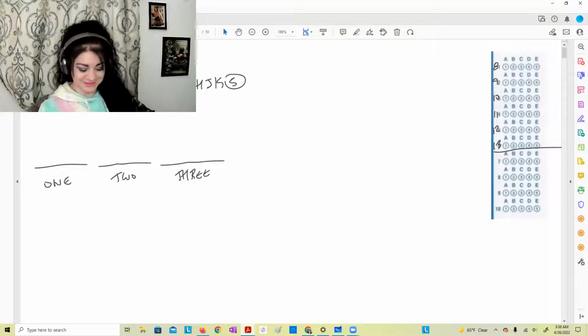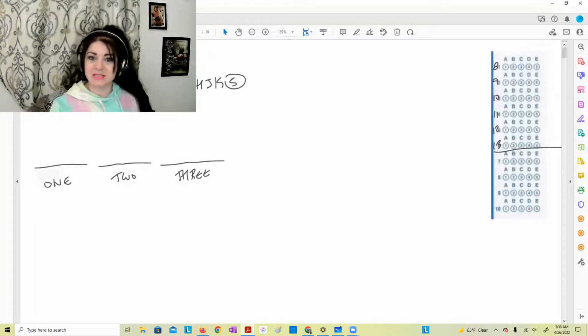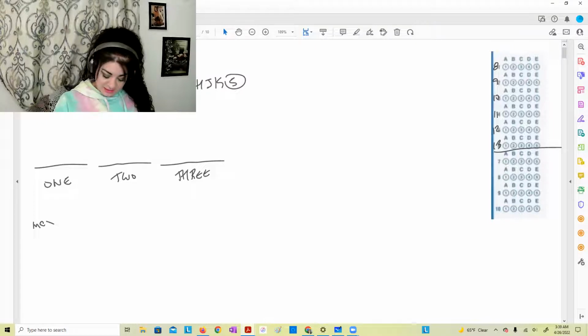Now for the rules. So the first rule says that we can have a maximum of 1 apartment be empty. I don't really have a good shorthand to write that, so I'll just write max 1 empty.